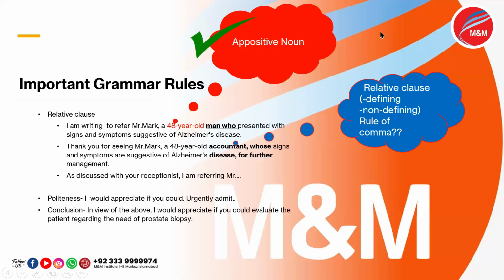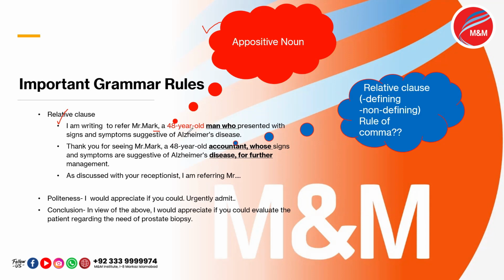First of all, the appositive noun. It's important to describe the quality of the noun, and this is how you can write it down. This has been displayed in front of you. You can just use this convention. Maybe I'm writing to refer Mr. Mark, a 48-year-old man, put comma, to just use it. I'm writing to refer Mr. Mark, put comma, a 48-year-old man.